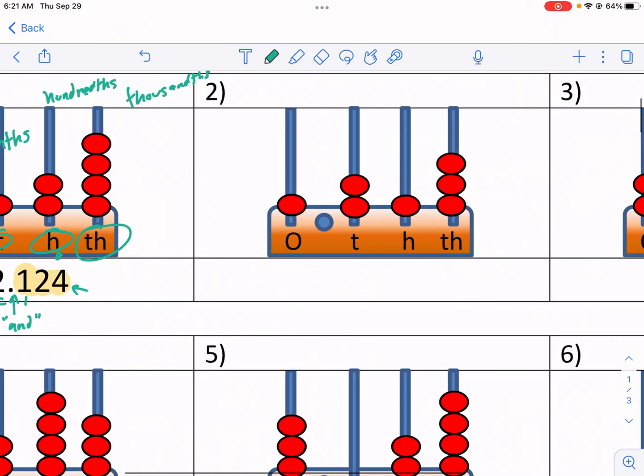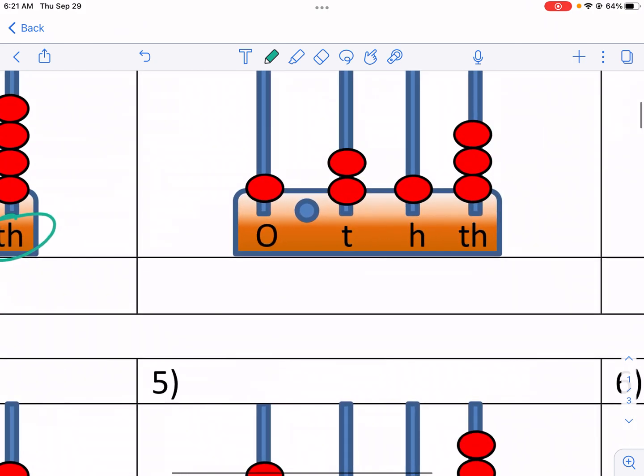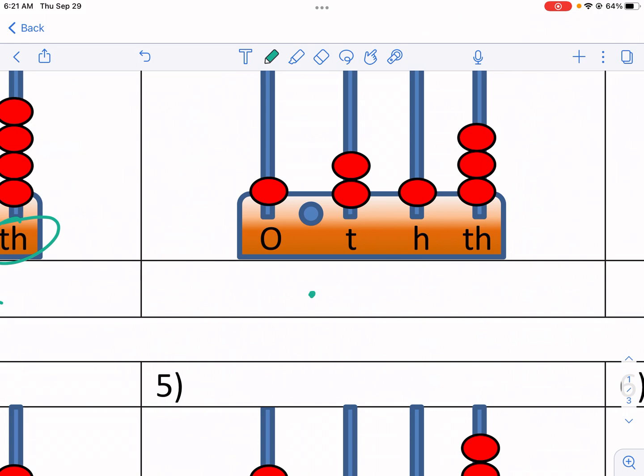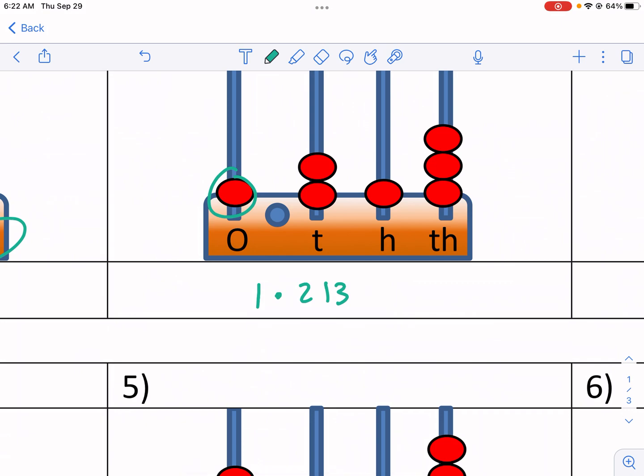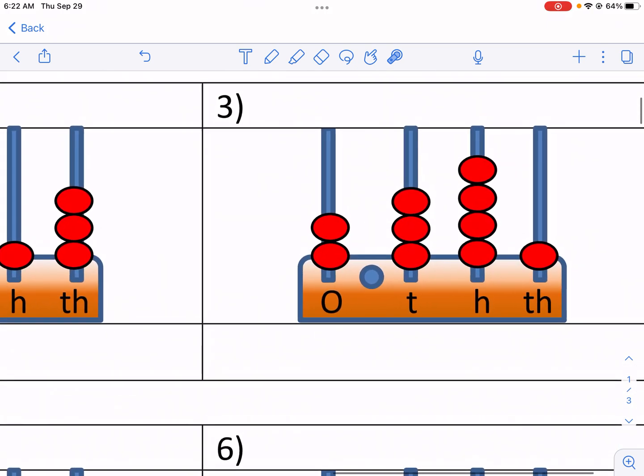Let's go to number 2 now. We're just going to look at each place. I'm going to go ahead and drop the decimal, and then it's going to be pretty simple. I have 1 one. I have 2 tenths. I have 1 hundredth. And I have 3 thousandths. So this would be 1 and, again, this means and, 1 and 213 thousandths. So that's how you're going to pronounce that one.